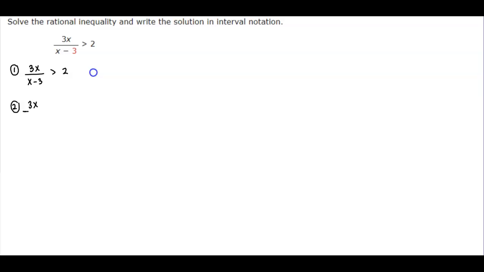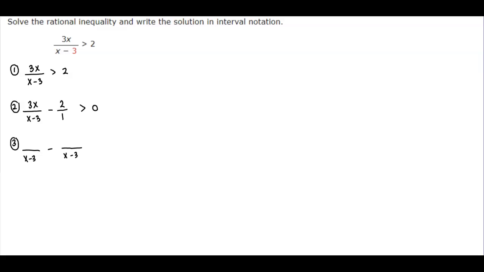So we have 3x over x minus 3, and then we subtract 2, and that now is going to be greater than 0. Now on the left side, we want to make it into one term, so we're going to have to combine those two terms. So this is 2 over 1. Now we need to determine what is the LCD between x minus 3 and 1. Well, the LCD between those two is x minus 3.